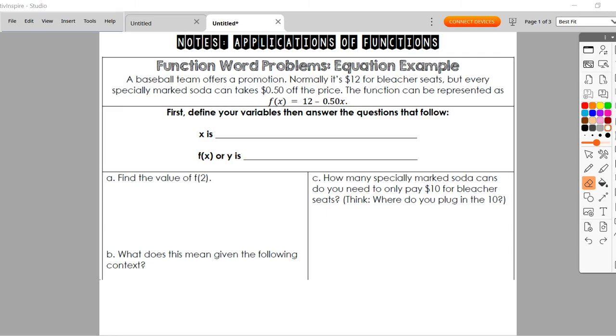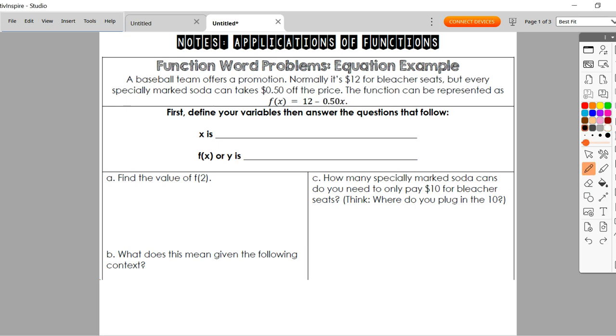In today's notes, we're going to do applications of functions. We're going to do the first function word problem where we're given an equation and have to use it. A baseball team offers a promotion. Normally, it's $12 for bleacher seats, but every specially marked soda can take 50 cents off of the price. The function can be represented as f of x equals 12 minus 0.50x.